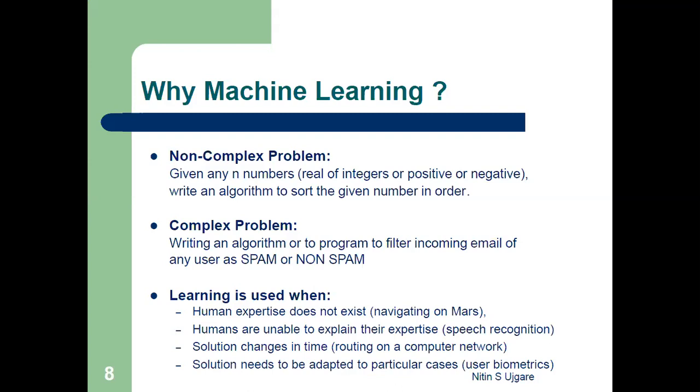For example, the navigation of a satellite on Mars, or situations where humans are not able to explain their expertise, for example speech recognition. There are certain situations when the solution changes in time, for example updating a routing table in dynamic computer networking, and so on. So in a nutshell, machine learning is used to give the solution to a complex problem where human expertise does not exist.